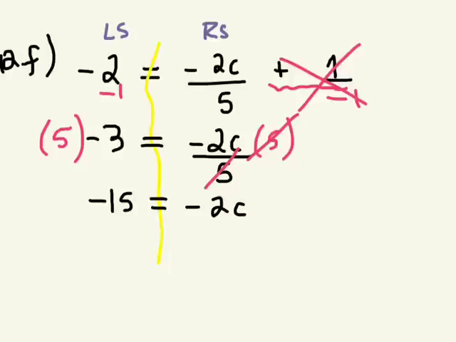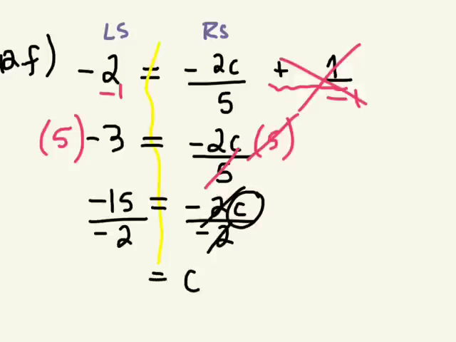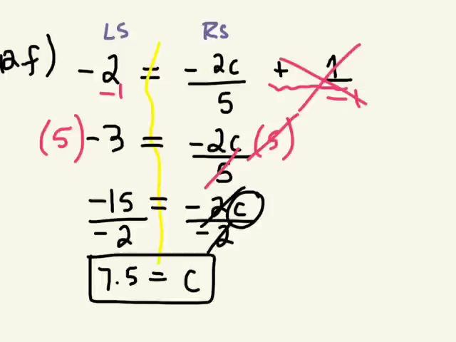How do I isolate c? What's the opposite of multiplying by negative 2? Divide by negative 2. Divide both sides by negative 2. I'm left with just my c. Negative 15 divided by negative 2 is positive 7.5. Okay? I'll show you how to solve the exact same question by getting rid of the fraction first, because you have to be careful when you're getting rid of the fraction part first. So I'll show you what I mean.